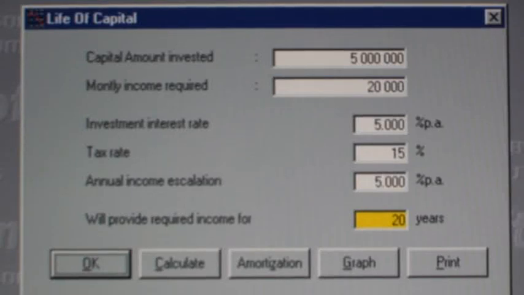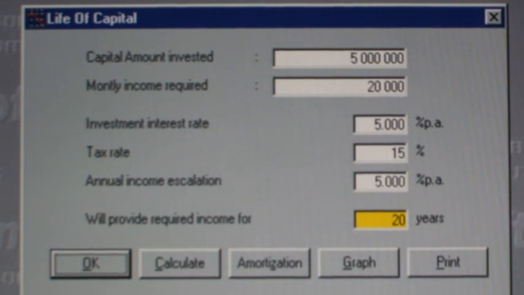Now let's say the investor has 5 million rand to invest and needs regular reliable income from, say, a bank investment, and he says that he needs 20,000 rand per month income from his investment, and he says he can get 5% interest on his bank investment. We've also entered an effective tax rate of 15%, not a marginal rate, an effective tax rate of 15%, and the client requires a 5% increase in income each year to help counter the effects of inflation.